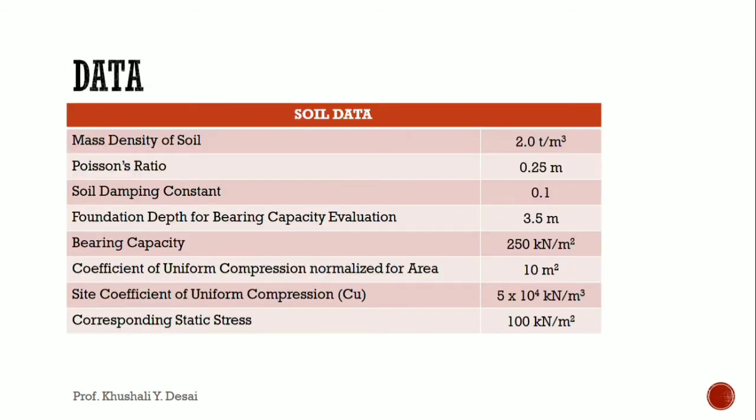In soil data, the mass density of soil is given as 2 ton per meter cube. What else we require at present is the bearing capacity of 250 kN per meter square, the coefficient of uniform compression normalized for area 10 meters square, and the site coefficient of uniform compression, which is 5 into 10 raised to 4 kN per meter cube, and the corresponding static stress, that is sigma 01, is 100 kN per meter square.